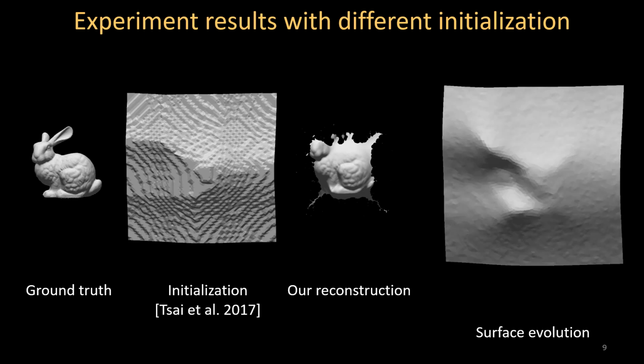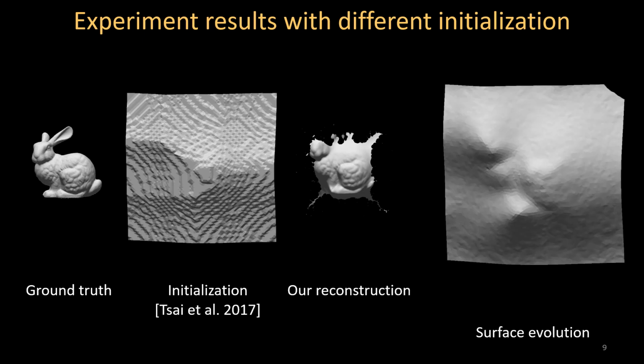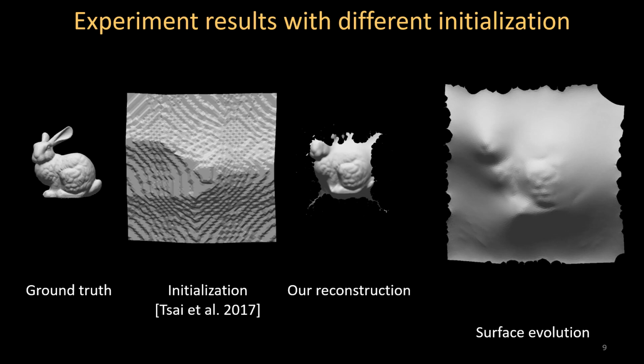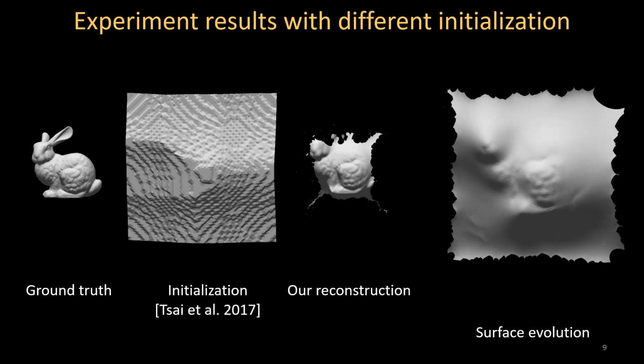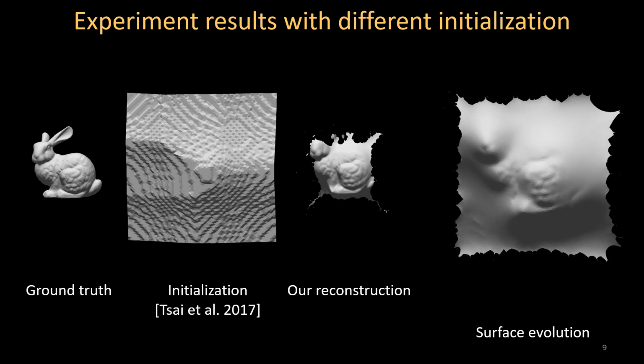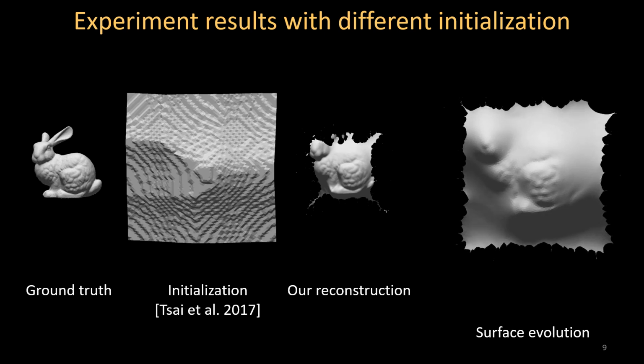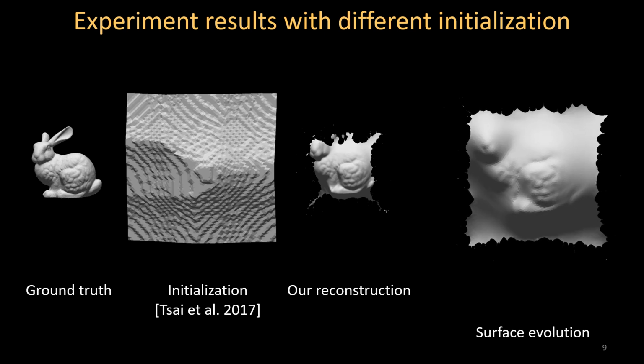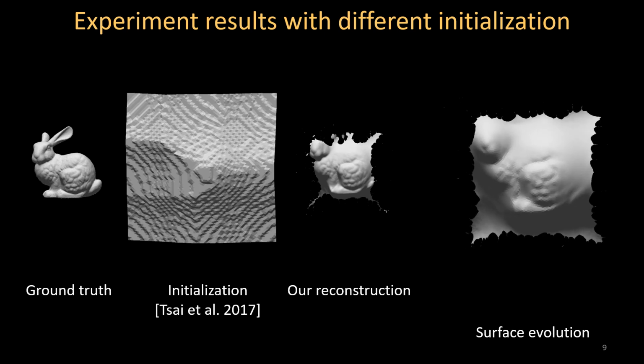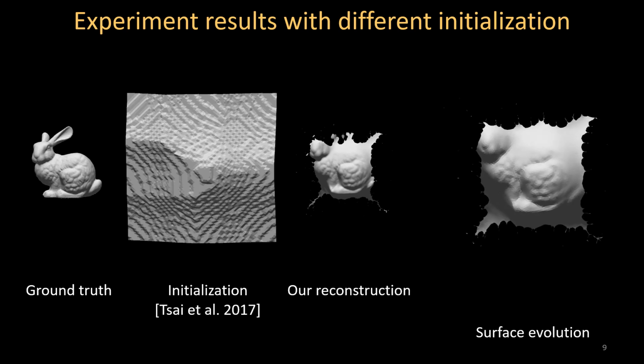Here, we show our reconstruction with an alternative initialization technique. Notice that even though the initialization is coarse and contains little surface detail, our reconstruction technique can improve the spatial extent localization and provide more surface details.